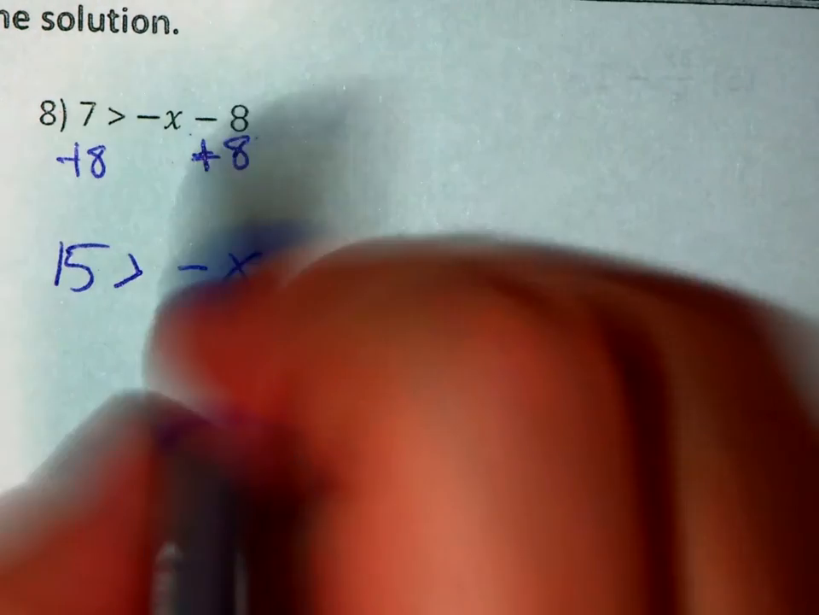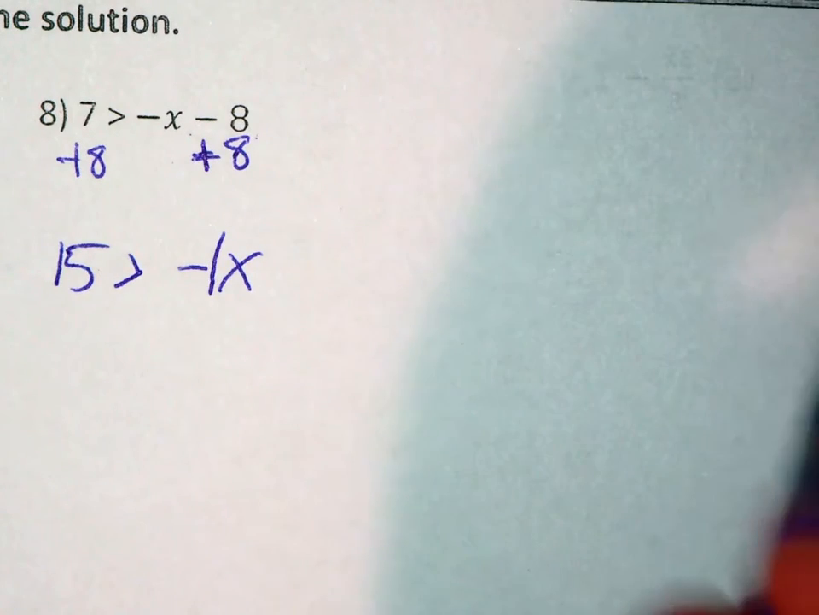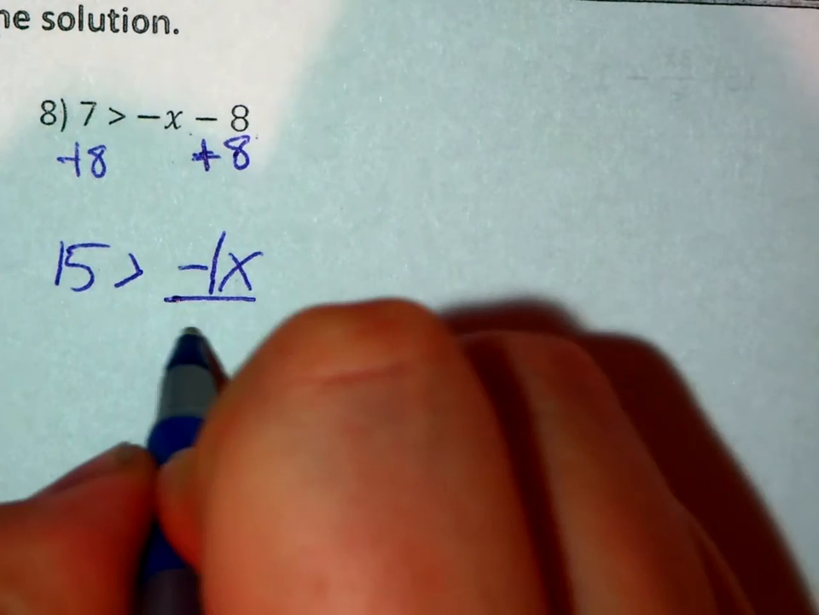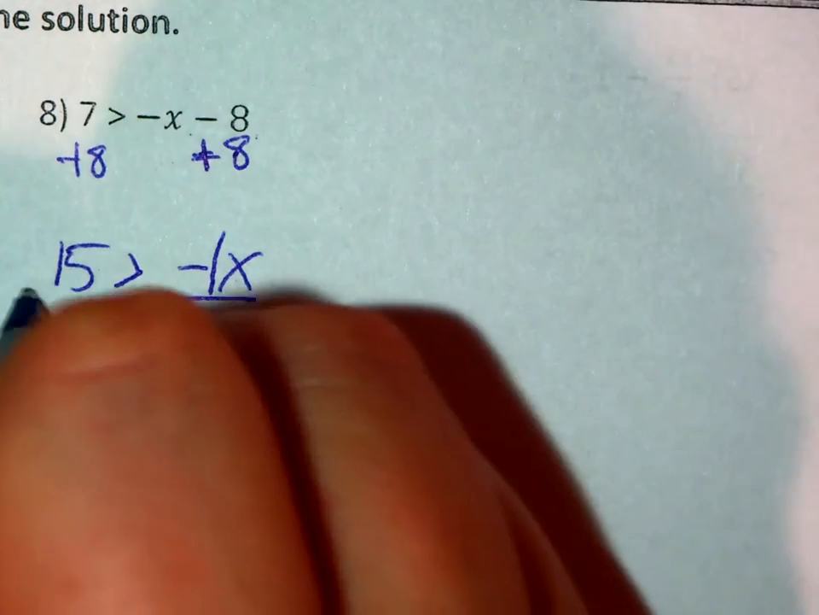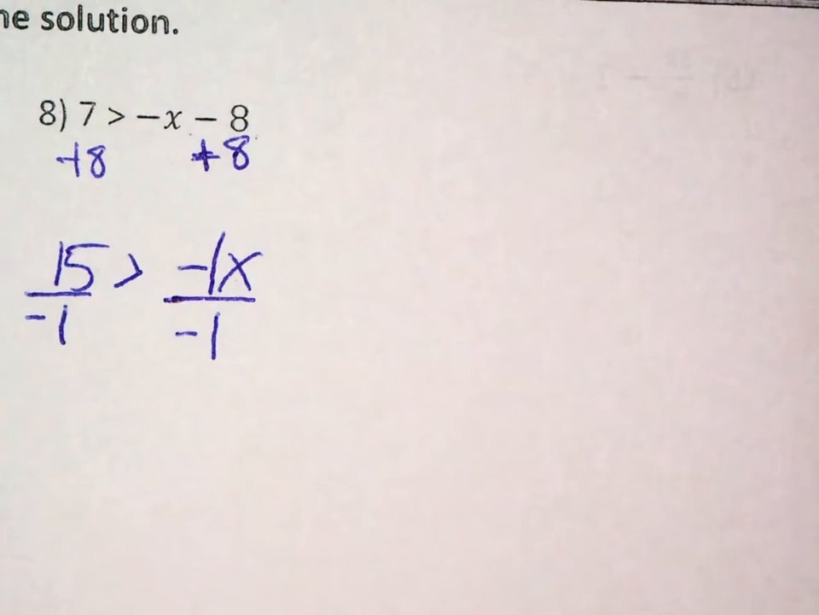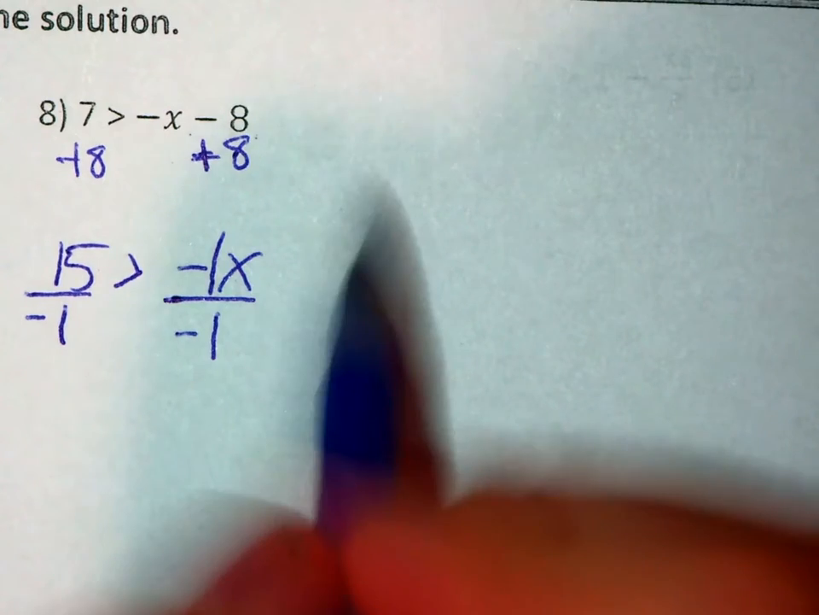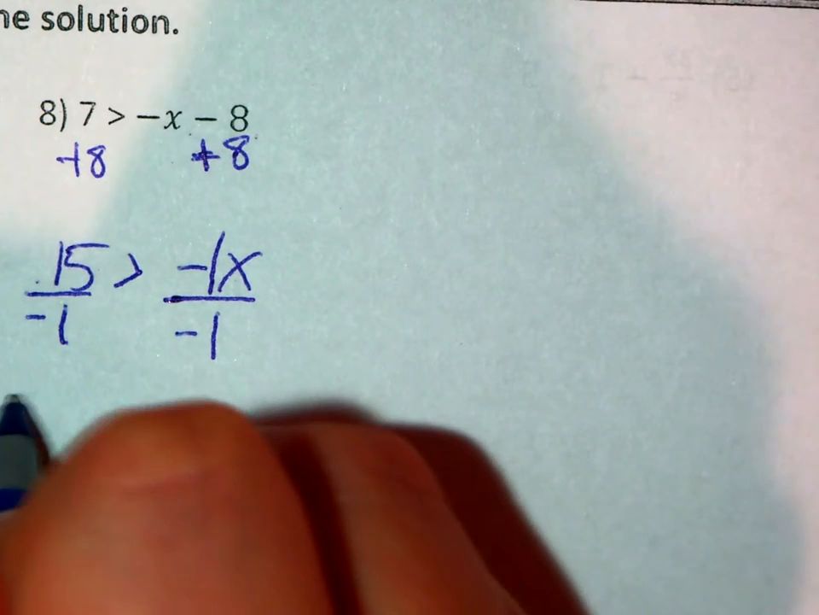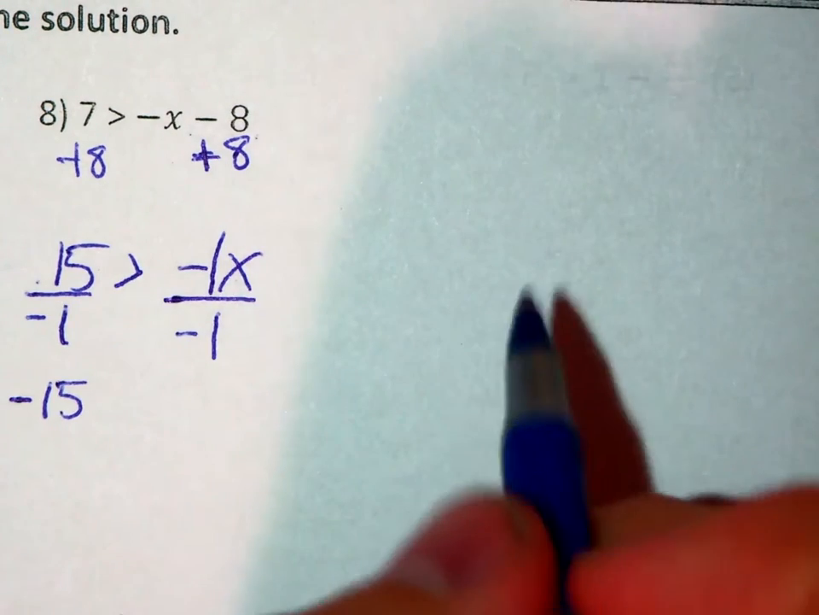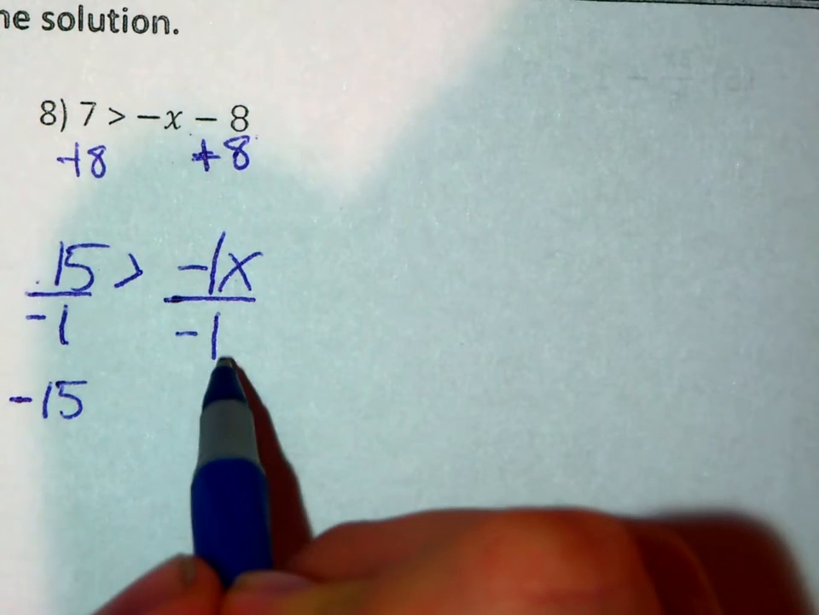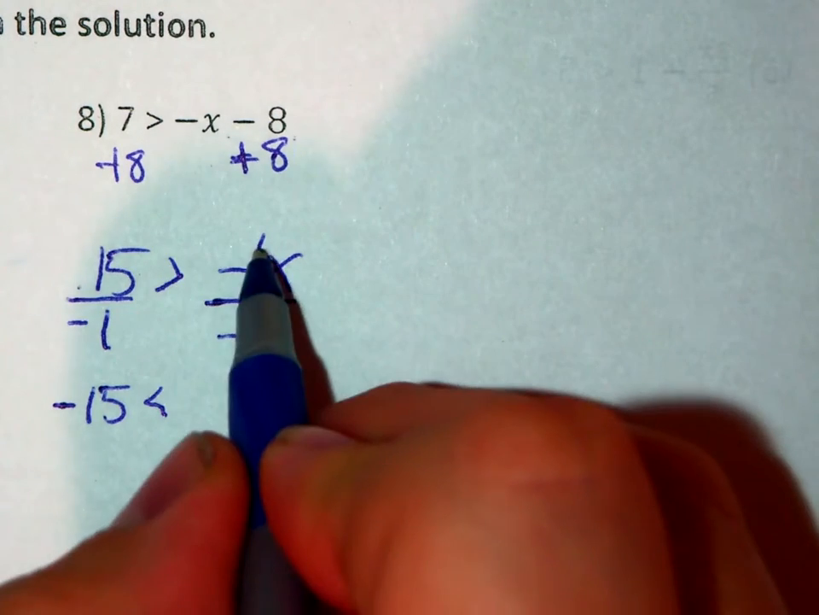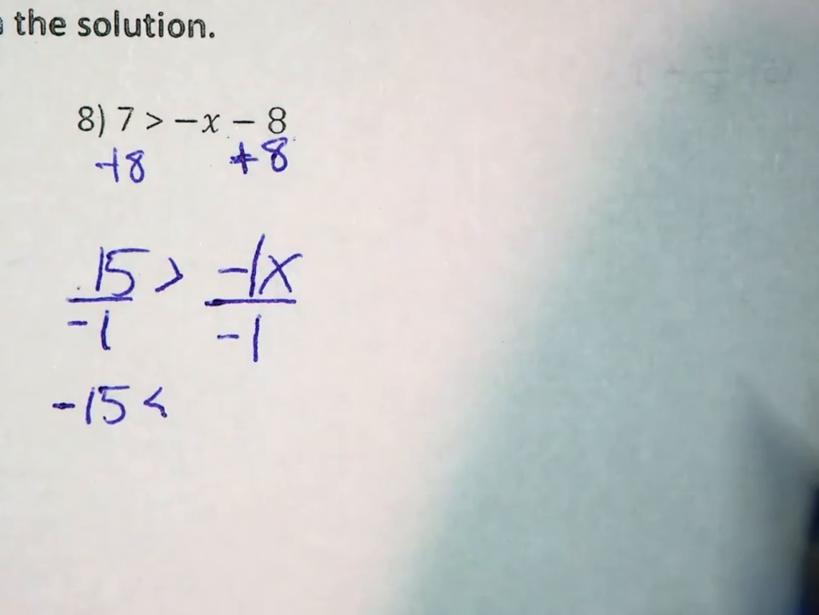And now we know that negative x is really negative 1x. And in order for me to get rid of that negative 1 that's being multiplied to x, I have to divide by negative 1. So I will also divide my 15 by negative 1 because what I do to one side of the inequality statement, I have to do to the other side. So 15 divided by negative 1 is negative 15. We divided by a negative number here, so I need to remember to flip my sign. The negative 1 divided by negative 1 is positive 1. So I will have 1x, or we can call it just x.